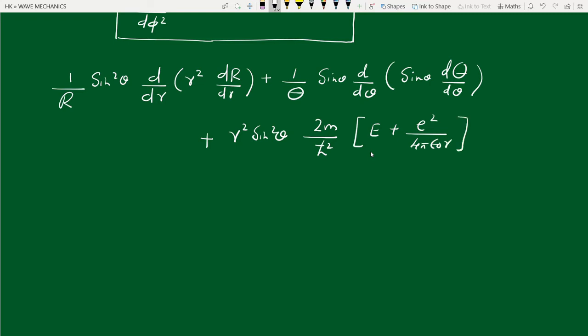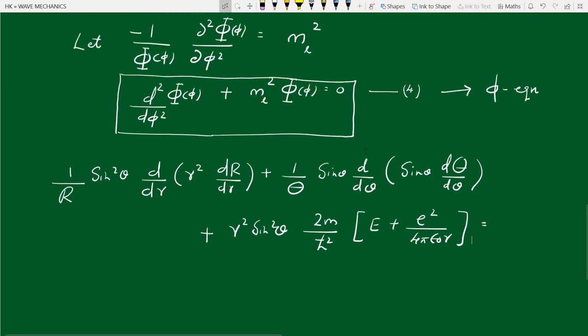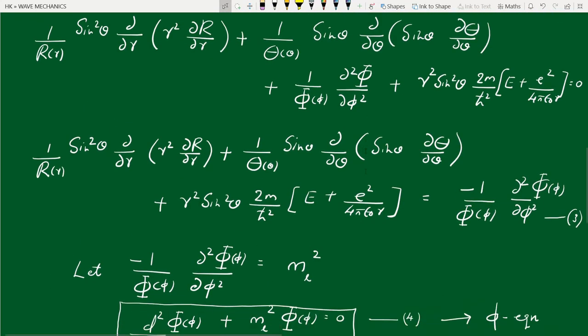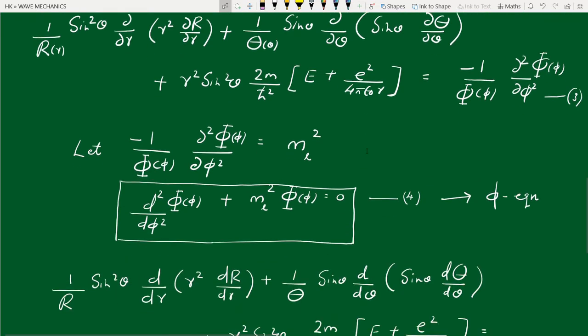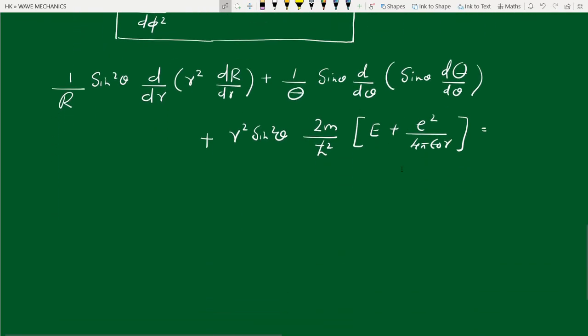This is the left hand side of equation 3, right? Equal to (1/(r sin² θ)). The only change is that instead of the partial derivative I have used the full derivative. Equal to 2m/ħ² times (E minus V). Now the right side will be equal to this constant ml².